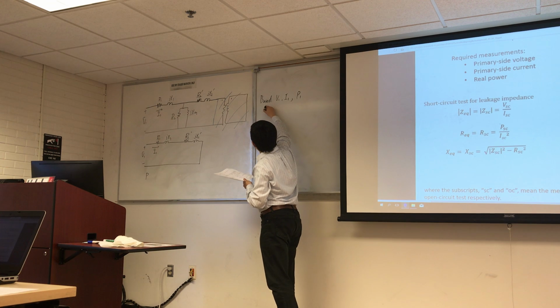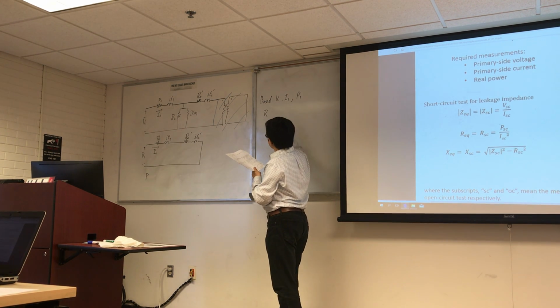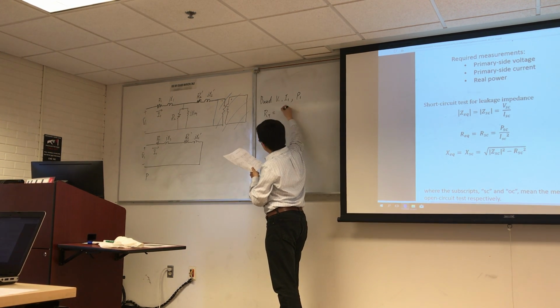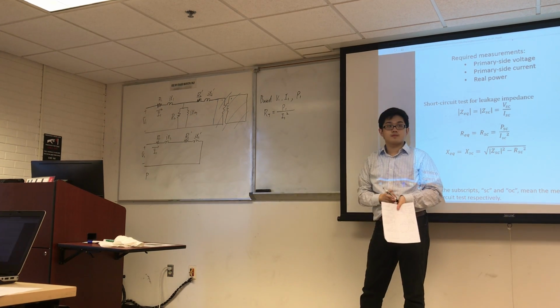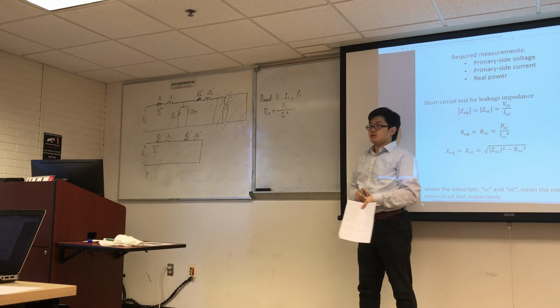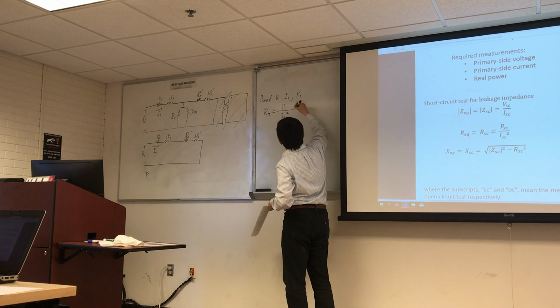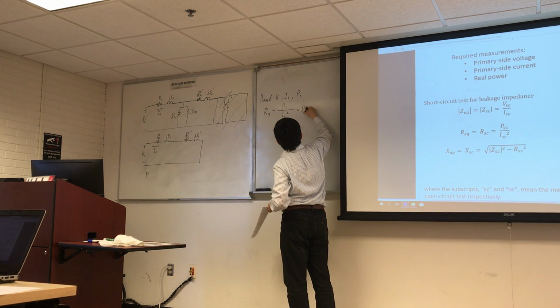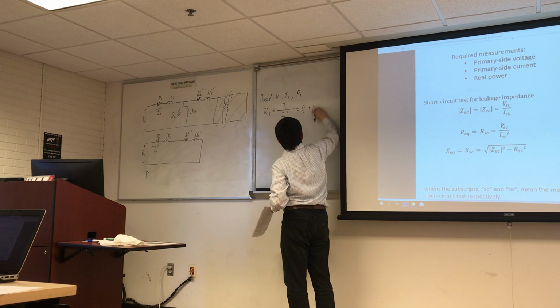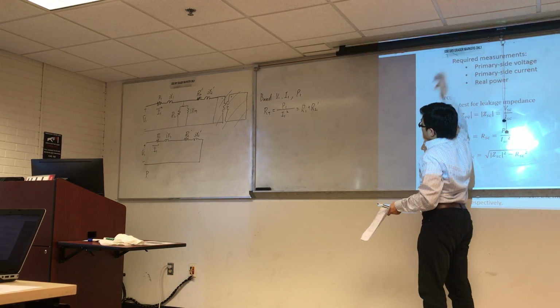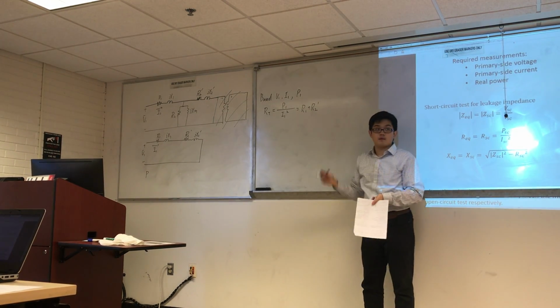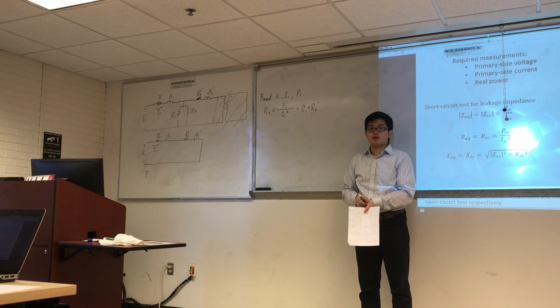First, we can find the RT equals P1 divided by I1 squared. So what's RT? RT is R1 plus R2 prime. Okay.